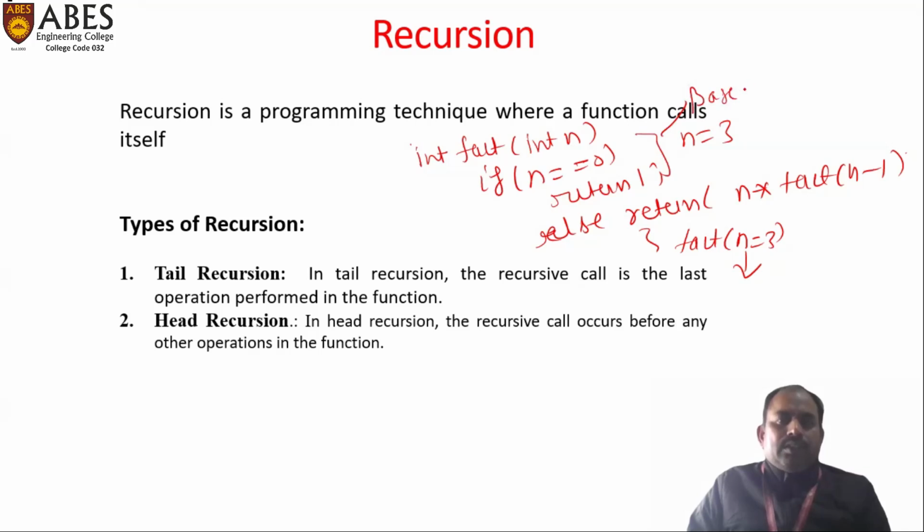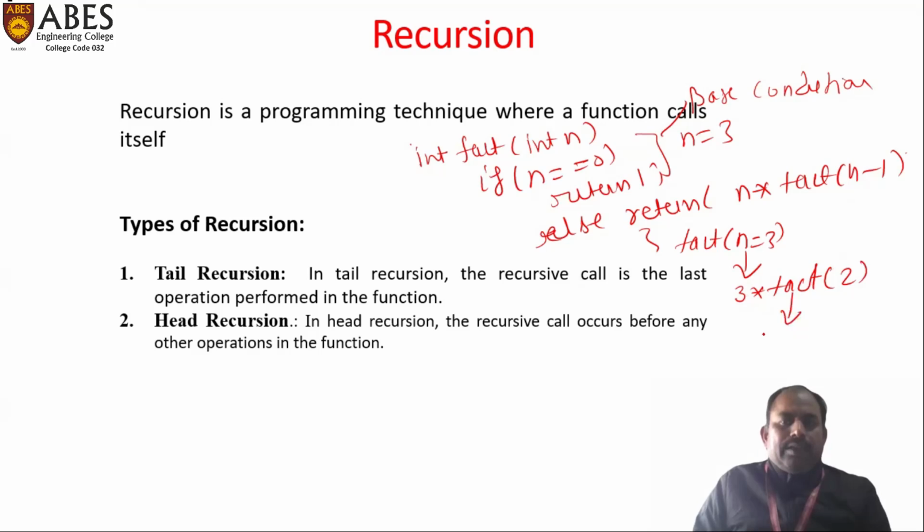Every recursive function has a base condition, and after meeting this base condition, the recursive function can stop itself. Here the base condition is not matched for n equal to 3, so we put the value 3 here, and in the next step we calculate fact for n minus 1, which gives 2.